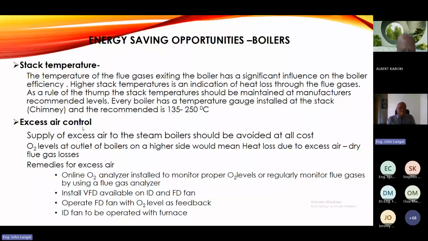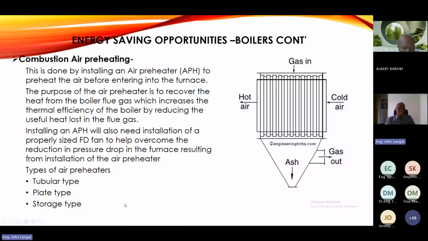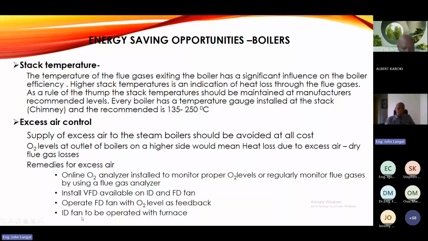Then the other recommendation for controlling excess air is to operate the FD fan with O2 levels as feedback. That's when you're talking about the VFD. Then the ID fan to be operated with the furnace. The ID fan should be operated such that if you open the furnace door, the ID fan shuts down. You get what I mean? You put a switch so that when you open the furnace door, the ID fan cuts out immediately. Then when you close it, it just comes back. Basically, that's what it means.